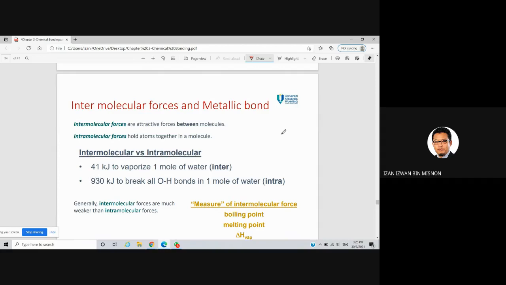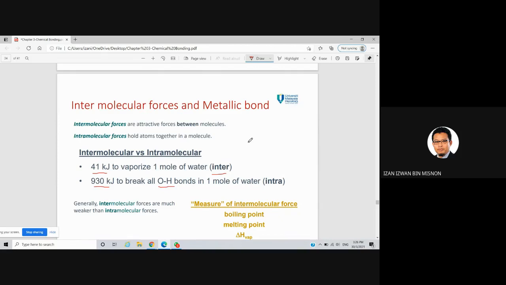So how do we compare the intermolecular forces and intramolecular forces? Generally, intermolecular forces are much weaker than intramolecular forces. So let's say we have an example of 1 mole of water. It requires 41 kilojoule of energy to vaporize 1 mole of water. This is the intermolecular forces, and it will require 930 kilojoule of energy to break all OH bonds in 1 mole of water.